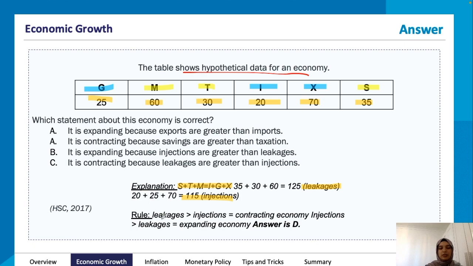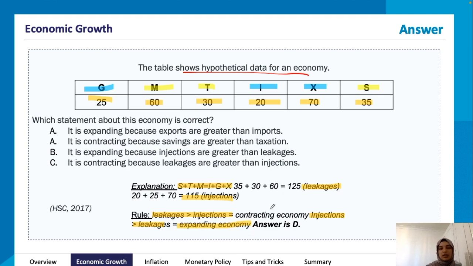So what's the rule? If leakages outweigh injections, that means we've got a contracting economy, because we've got more money leaking out of the economy. It's like a leaking tap of money. Injections, however, if injections are more than leakages, that means obviously the opposite. It means that we have more money coming into the economy, so that's an expanding economy.